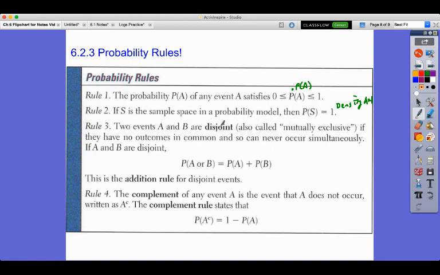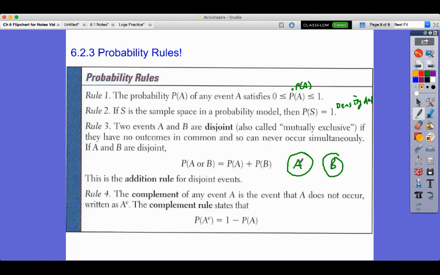Two events are disjoint or mutually exclusive. So disjoint means they're not joined together, okay? Or mutually exclusive. So if I'm in group A and I'm excluding you from my group, you're group B, I'm excluding you from my group, but it's mutual. You're in group B and you're mutually excluding me from your group if they have no outcomes in common. So this is like a Venn diagram where they don't have any overlap. So they can never occur simultaneously.